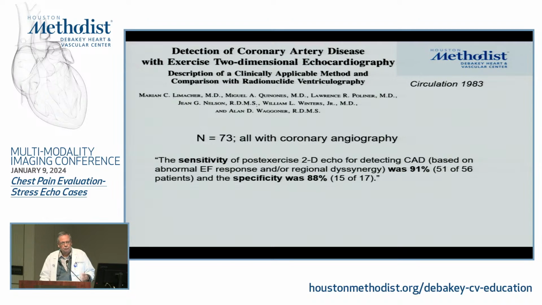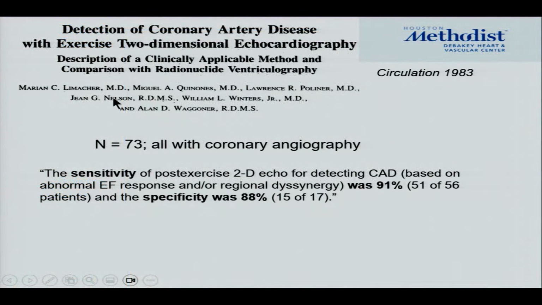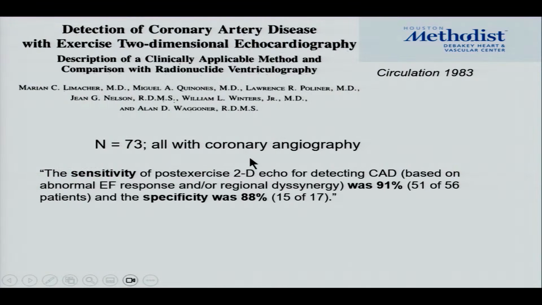Okay, this is for mostly historical interest. This was the very first study. Many of you were not born. This was 1983. Dr. Limacher is now retired. And this was the very first study that put this technique on the map, with 73 patients that all had coronary angiography. There was overall sensitivity of 91% and specificity of 88% with the test.